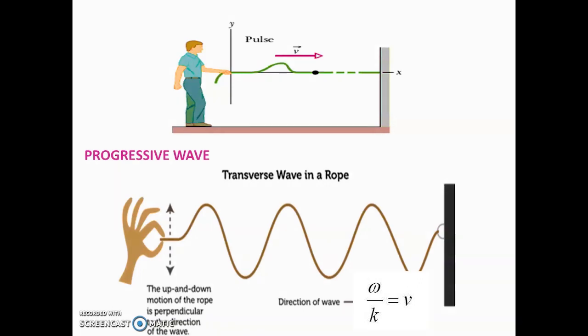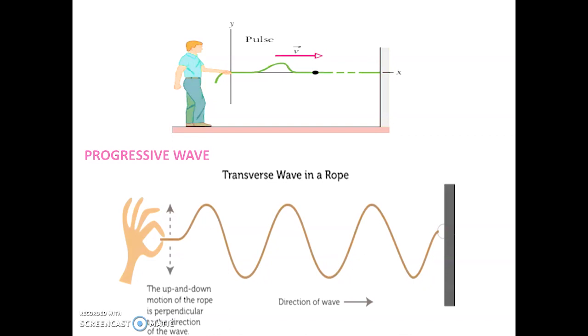Till now we were discussing wave pulse. That is, in the first example we considered a man who is jerking a rope once, and we have a wave pulse propagating from left to right. We represent it by f of x minus vt. Suppose the man is jerking continuously up and down, what is the net result? The up and down motion of the rope continuously will generate a continuous wave.